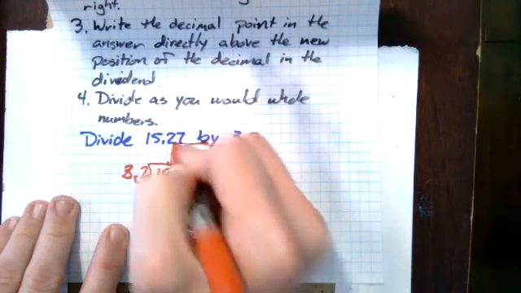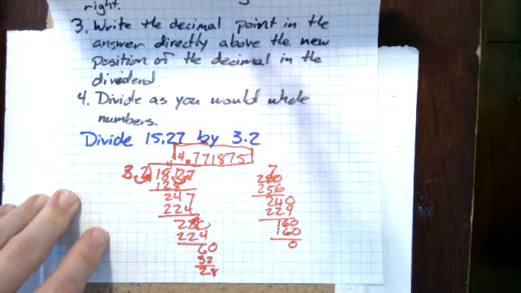There is our solution. We would probably wind up rounding that off, but just for the process, there we go. It is 4.771875, or 4 and 771,875 millionths.